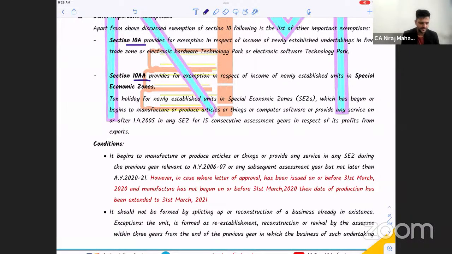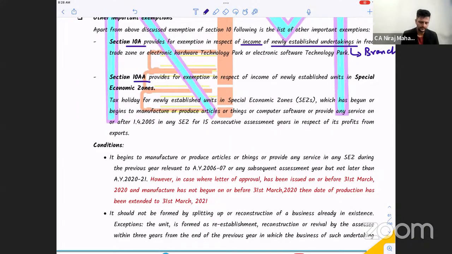10A provides for exemption in respect of income of a newly established undertaking. Undertaking means you can say branch. It can be branch or a unit. In free trade zone or electronic hardware technology park or electronic software technology park. Basically, have you heard of, let us say, IT parks? IT parks, have you heard? In many famous cities, Bengaluru, Pune, obviously, there are now many major cities. They have an area dedicated for IT. Correct, everybody? So if at all you have a unit, but again, pay attention.